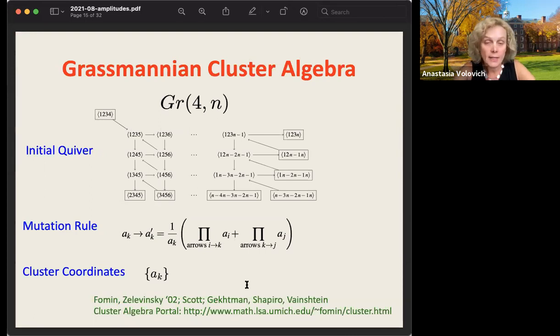If you're not familiar with this, cluster algebras were invented in 2002 by Fomin and Zelevinsky, and the Grassmannian cluster algebras come from papers by Scott, Gekhtman, Shapiro, and Vainshtein. There's a very nice cluster algebra portal, which is kept by Fomin right here. Any conference in this field is listed there. It's quite amazing. It's a very important and interesting area in mathematics. It also has applications to physics. There are lots of conferences, and graduate level courses are taught on this. But this is all we would need to know for our discussion here.